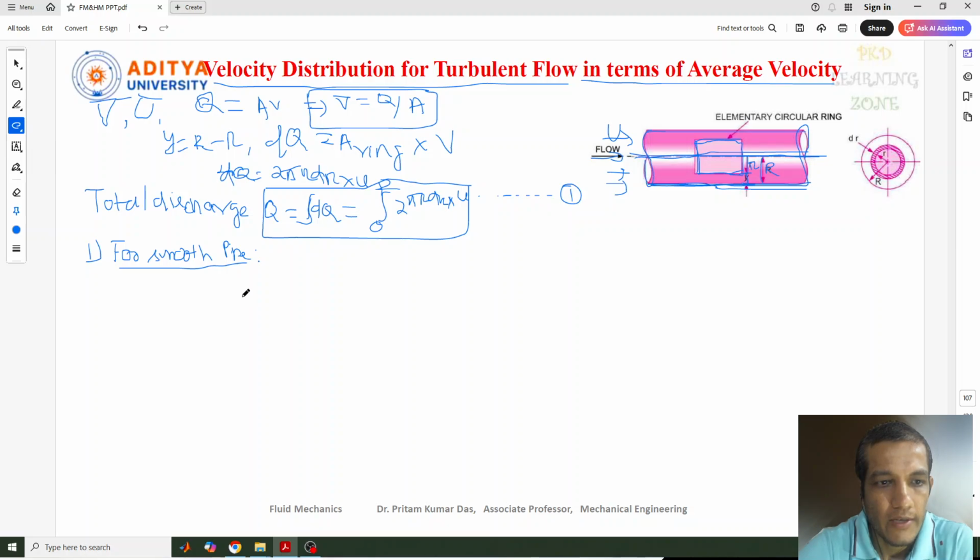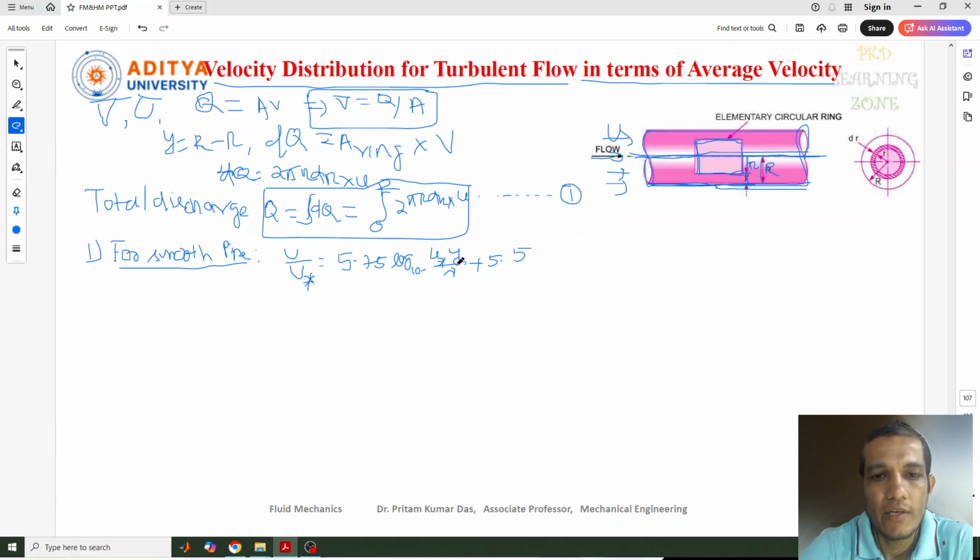And for the smooth pipe, there we got the equation u by u star equal to 5.75 log 10 of u star y by nu, plus 5.5. This 5.5 is for the smooth pipe, and for the rough pipe it will be y by k, and there 8.5 will be there. That is the difference, and the remaining is mostly the same.